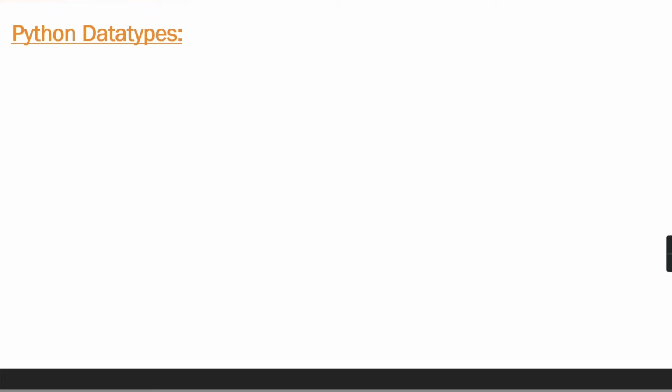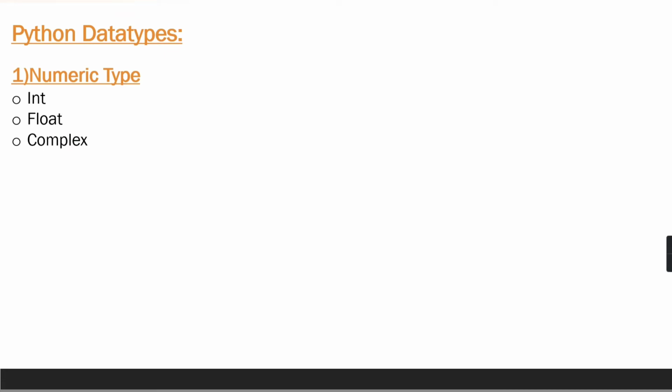In this video we are going to talk about data types in Python. So what are data types? We have learnt about variables in Python. The type of data the variable stores in it is the data type. There are different types of data types. In this video we are going to cover numeric data types in Python.